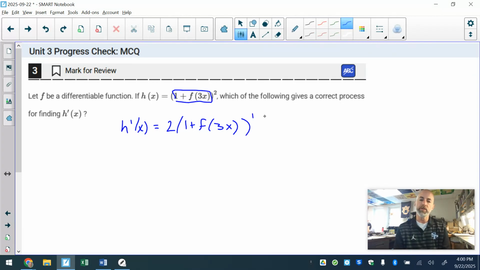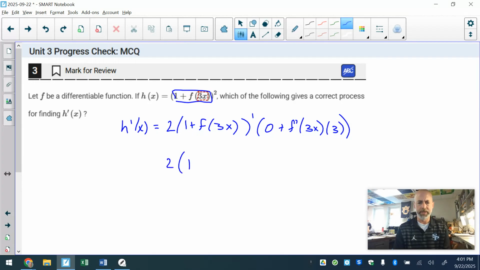Now we need to multiply by the derivative of the inside. The derivative of 1 is 0, plus, and then the derivative of f of 3x, that itself is a chain because I have something inside the f function that we need to ignore. So we'll do the derivative of f first. That'd be f prime. We leave the 3x alone, and then we will multiply that by the derivative of the inside, and the derivative of 3x is 3. The 0 plus obviously does not have to be there.